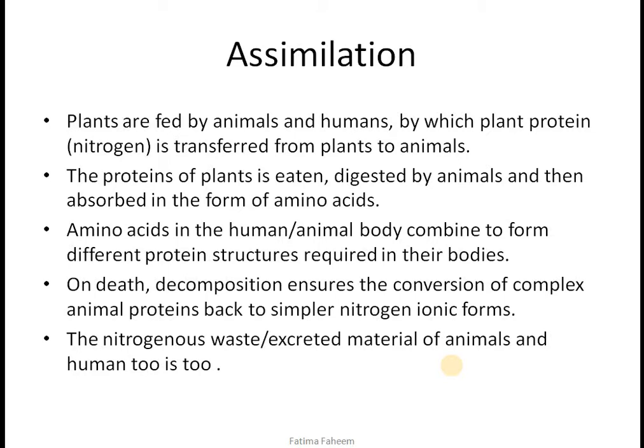When this nitrogen is made available to the plants, these plants make protein in them, and those plants are then fed upon by animals and humans, by which that plant protein is transferred from the plant to animals. The protein of the plant is eaten, then digested and absorbed by the animals or humans in the form of amino acids. If you remember your chapter of animal nutrition, we read that protein is a complex compound and it should be broken down into simpler compounds to be used in a human body. So amino acids, when they are absorbed, will recombine in different manners to form different proteins in the animal or human body depending upon the need.